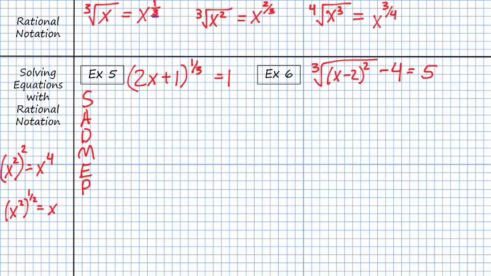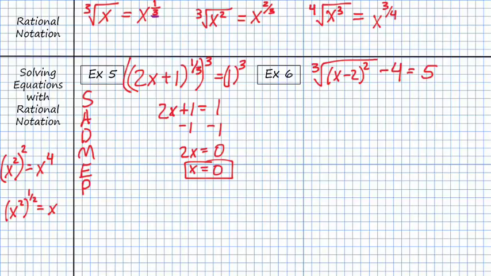So if I want to get rid of this exponent, I take the entire thing to the exponent of 3. So I cube both sides again. And we see that 2x plus 1 is equal to 1, because 1 cubed is 1. Then we subtract 1 from each side, and we get 2x is equal to 0, and x is equal to 0.